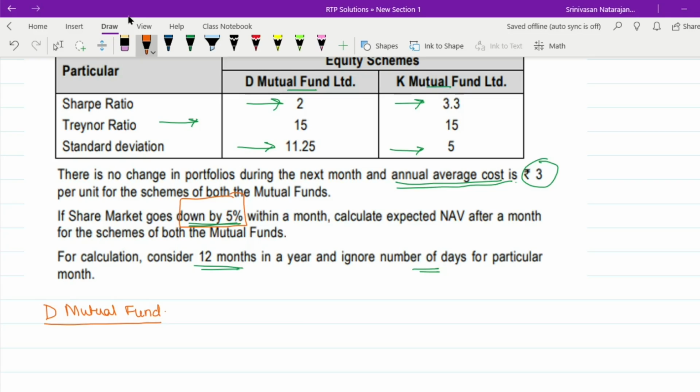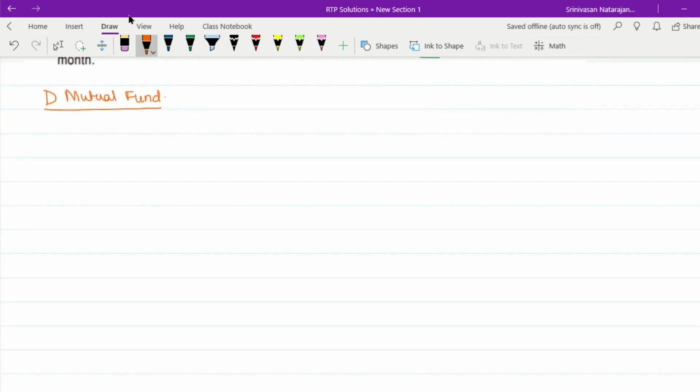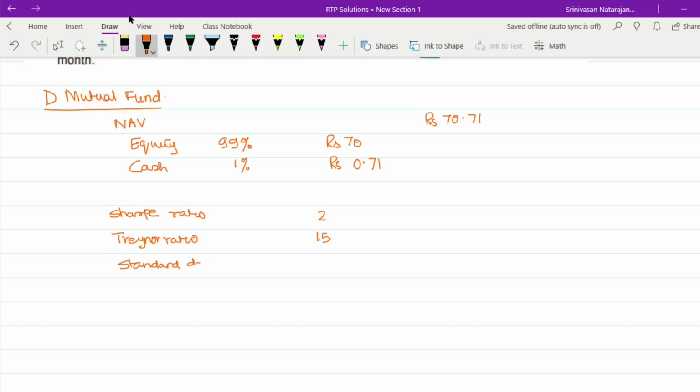Now, how can we calculate beta from the information that they have given us? Let us see. NAV of the fund of D mutual fund is rupees 70.71, of which they are saying equity is 99%, which will be 99% of 70.71, that is rupees 70, and cash 1%, that is rupees 0.71. Now this is the breakup of the 70.71. The further information they have given is, they have said Sharpe ratio is 2, Treynor's ratio is 15, and standard deviation is 11.25. Right, now this is the information that we have.